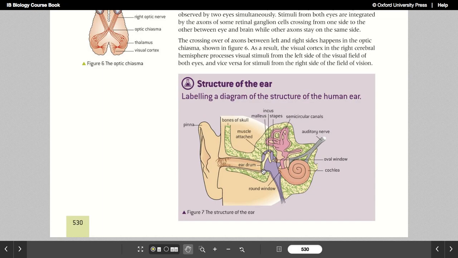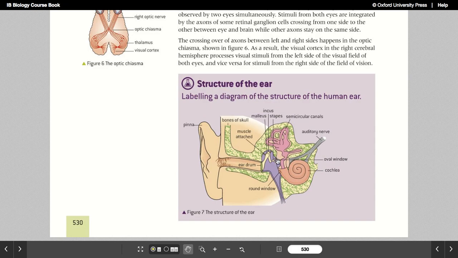The vibrations will then cause these three bones, which are called ossicles, which are like mini bones, to vibrate and then pass those vibrations onto each other. So the first bone is called the malleus, the next bone is called the incus, and the last bone is called the stapes. You may also know them as the hammer, the anvil, and the stirrup. But IB wants you guys to call it malleus, incus, stapes, so MIS.